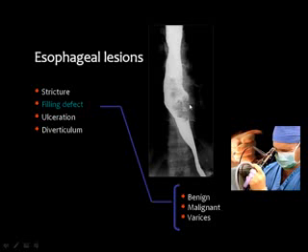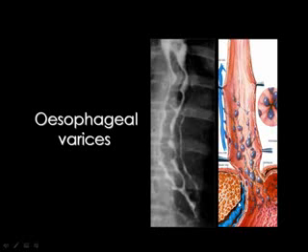Actually, many times, we cannot differentiate benign filling defects from malignant filling defects, and we need the help of the endoscope in order to have a biopsy and confirm the diagnosis. And this is actually, from the radiological point of view, a malignant lesion producing two filling defects in the esophagus.